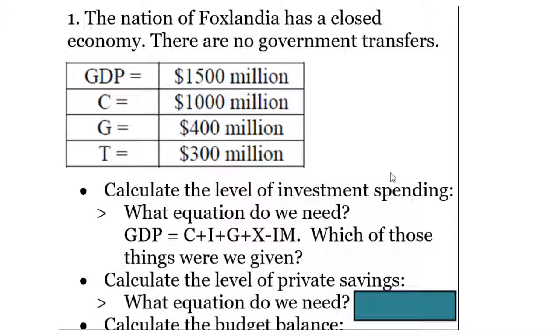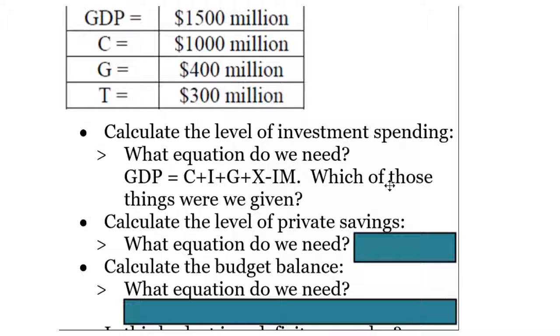So GDP equals 1,500. Consumer spending is 1,000 plus government spending of 400 million gives us 1,400 million on the right side of the equation. 1,500 million on the left side of the equation. So 1,500 minus 1,400, you can solve for I. Go ahead and plug these things in. Now that we have I, investment spending, we're supposed to calculate the level of private savings. Which equation would give you that? Savings equals investment spending. So whatever you had as your last answer will give you the number for savings.